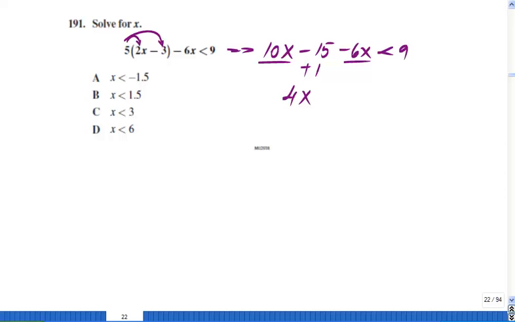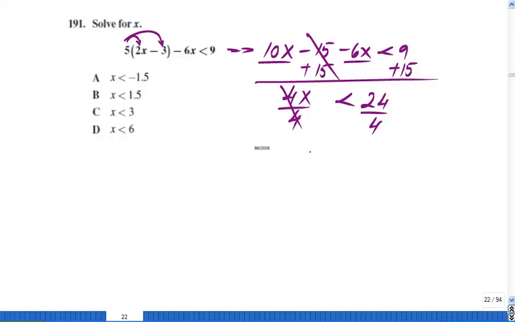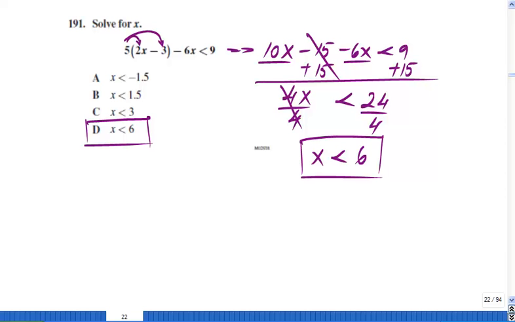Remove this 15 from the left side by adding 15 to both sides, right? So I get 4x. Minus 15 plus 15 is 0. Less than 9 plus 15 is going to be 24. Divide by 4. 4 divided by 4 is 1, x. Your inequality sign does not change because you're dividing by a positive number. x less than 24 divided by 4, 6. And this is the answer. x is less than 6.